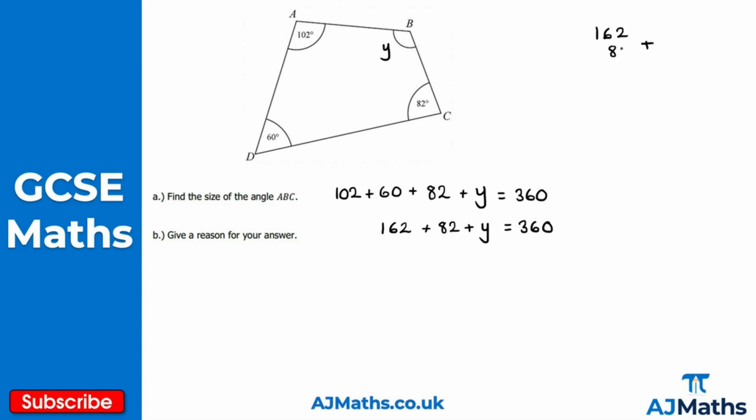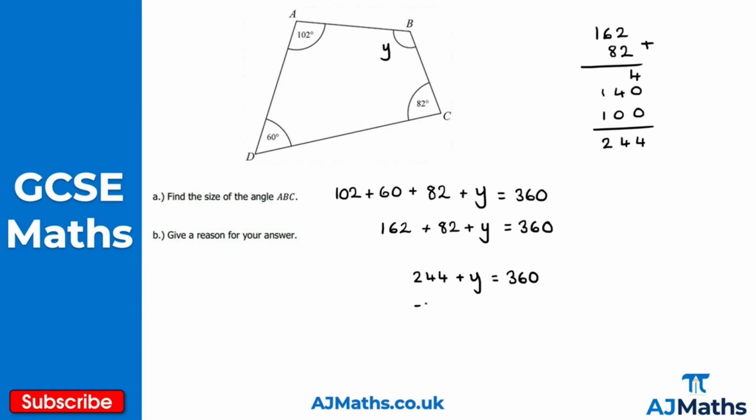If I just use column addition here to do this, 2 units plus 2 units, that would give me 4 units. 60 plus 80, that would give me 140. And then finally 100 plus no hundreds here, I just get 100. So if I add these 3 things together now, 100 plus 140, that would give me 240 plus the 4, I get 244. So what I've got now is 244 plus Y is equal to 360. So these 3 angles here add to 244 degrees. This one here is Y. So now I just want to solve for Y here from this equation.